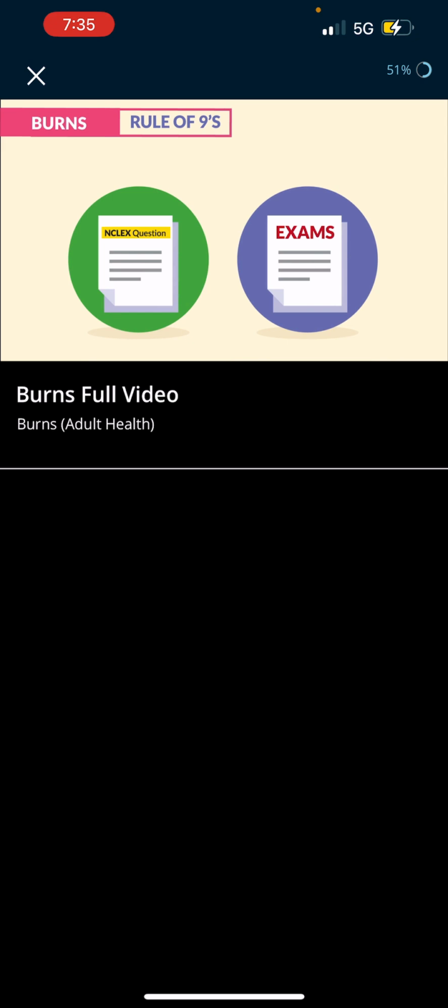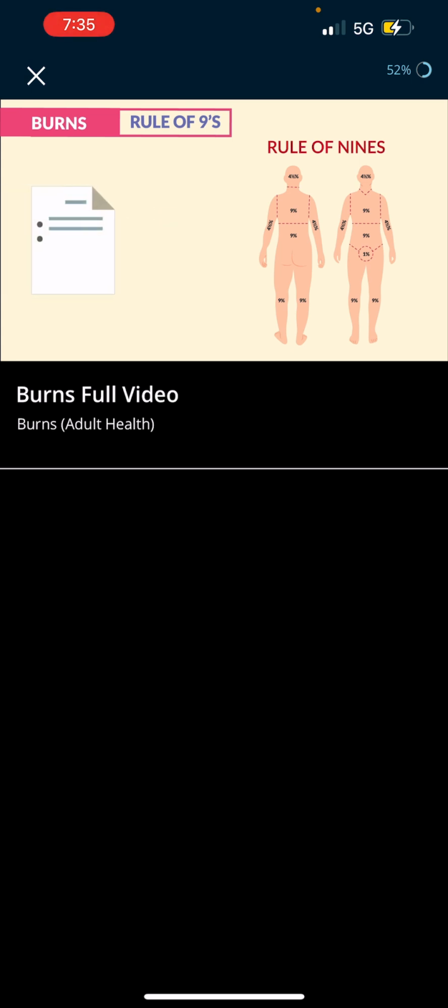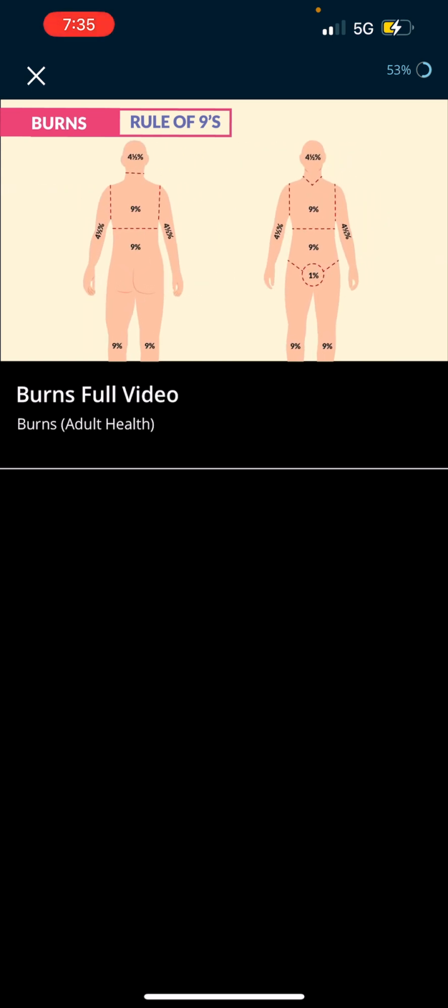For your NCLEX and your exams, you must know how to calculate the rule of nines. Over 70% of students get these questions wrong, so be sure to listen close. A big test tip here is I recommend to write out this chart at least 10 times every single day the week of your exam. It's kind of like lab values. You need to know your numbers here.